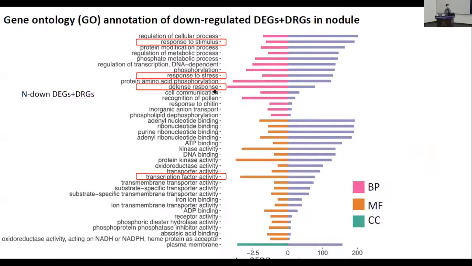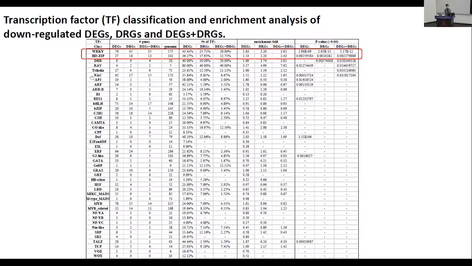Firstly, terms related to defense response could be found here. It is assumed that the repression of plant immunity plays a crucial role during nodulation. Besides this, transcription factor activity could be found here. After we found these terms, we downloaded all the transcription factors of Glycine max from the PlantTFDB database, and by hypergeometric distribution test, the TF classification and enrichment analysis show that WRKY and HD-ZIP transcription factors were significantly enriched in the DEG, DRG, and DEG overlapping with DRG datasets.